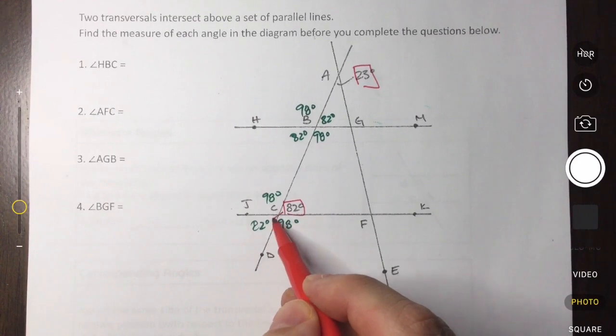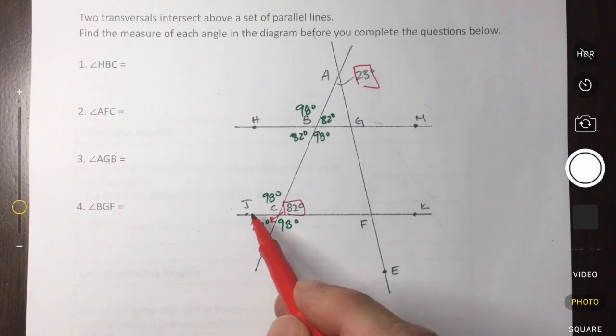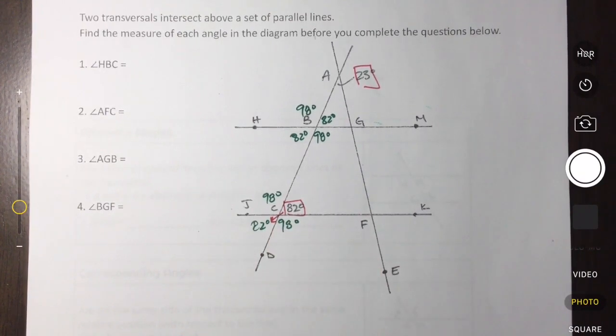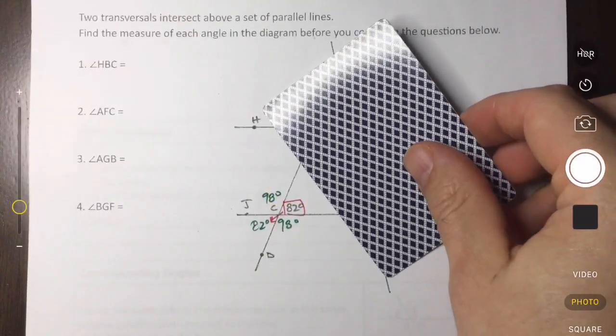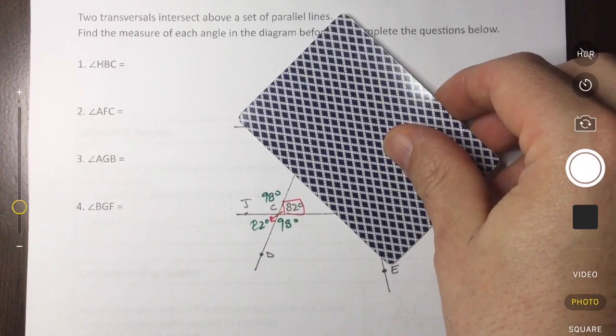To figure out this one over here, what I used is opposite angles. Remember, if I have intersecting lines, whatever is opposite the angle that I know is going to be the same measurement. And again, this is going to be a great opportunity for you to take something like a playing card or a ruler or a post-it note and start covering up bits and pieces of your shape to make it easier to see.